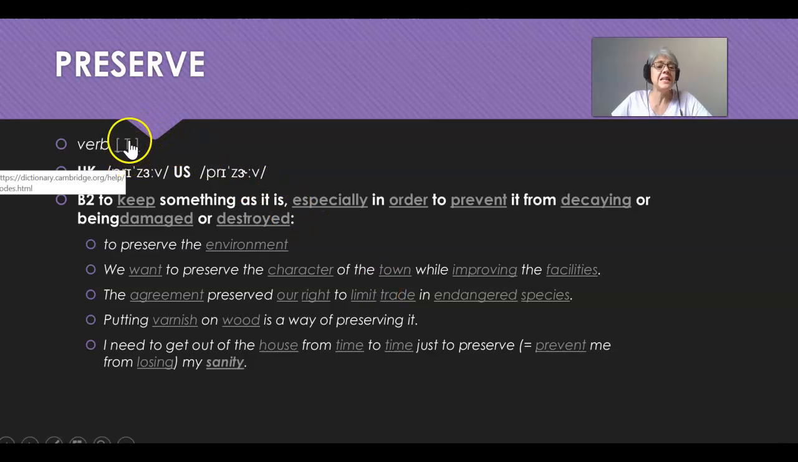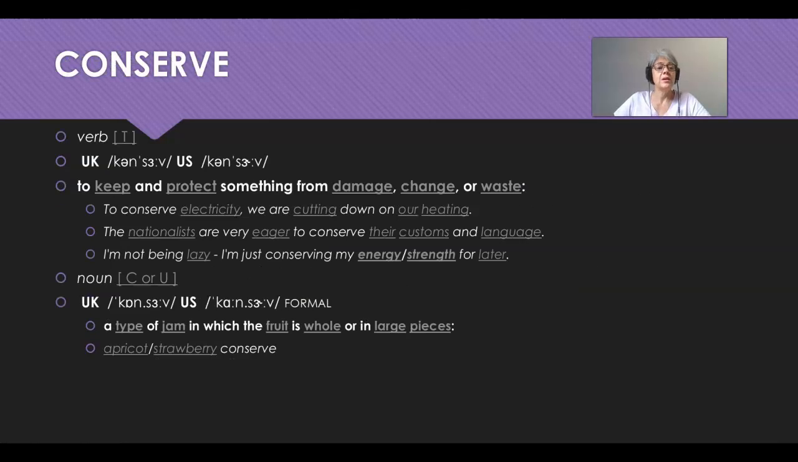And notice the T here next to the verb. This means the verb is transitive. It requires a direct object. Preserve the environment. Preserve the character. Preserved our right. Preserving it. See, you must have it because it's a transitive verb. Preserve me or preserve my sanity. That's preserve.